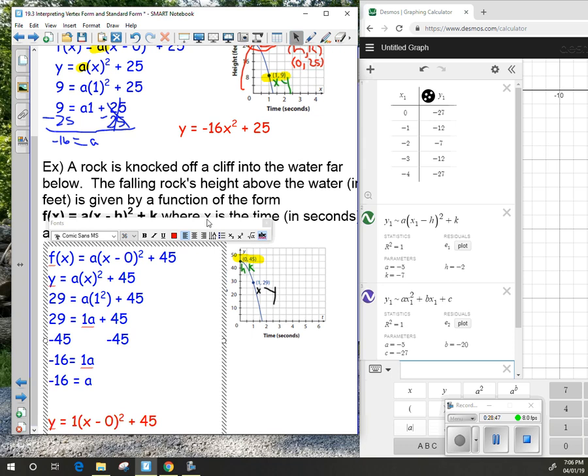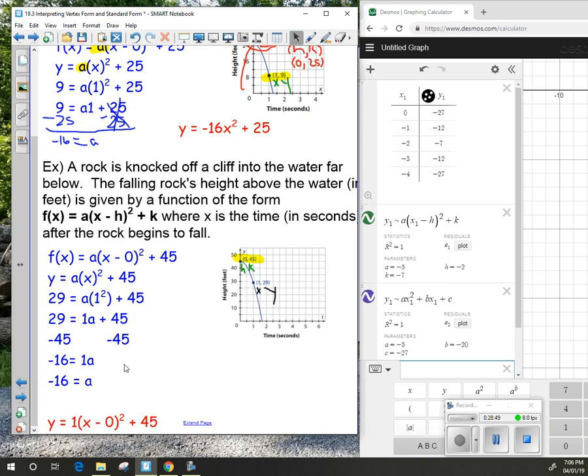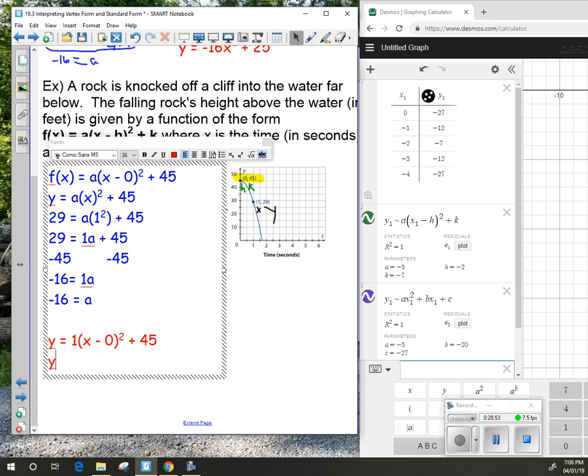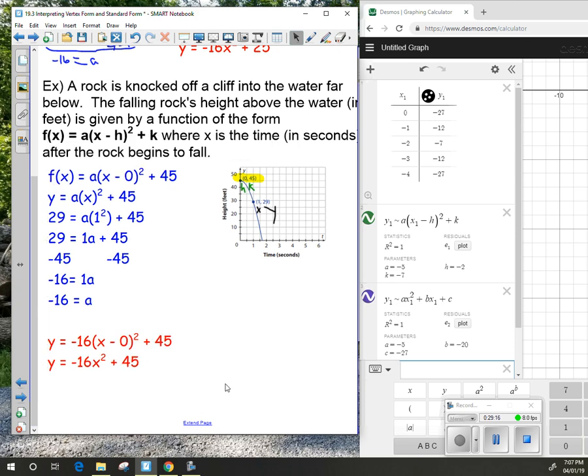Plus 45. Again, if you didn't want it like that, because of the minus 0, this would also be acceptable if you did it as y equals x squared plus 45, because x minus 0 is just x. And you know what, I was thinking back to the previous one. I'm sorry, guys. This would be negative 16 as your a value. So I'd actually get negative 16 x squared plus 45 as my final answer.